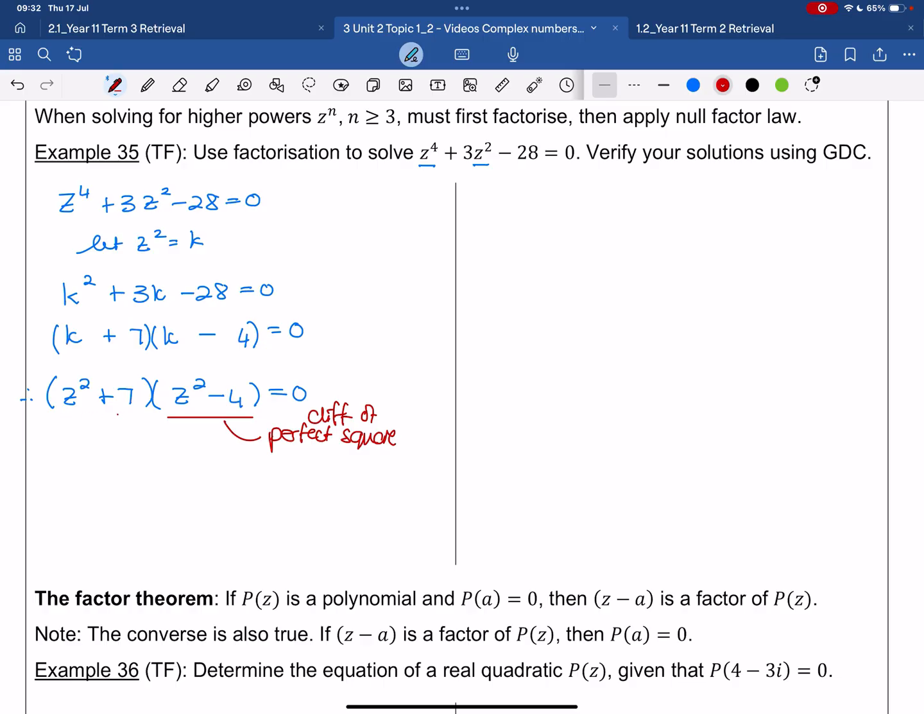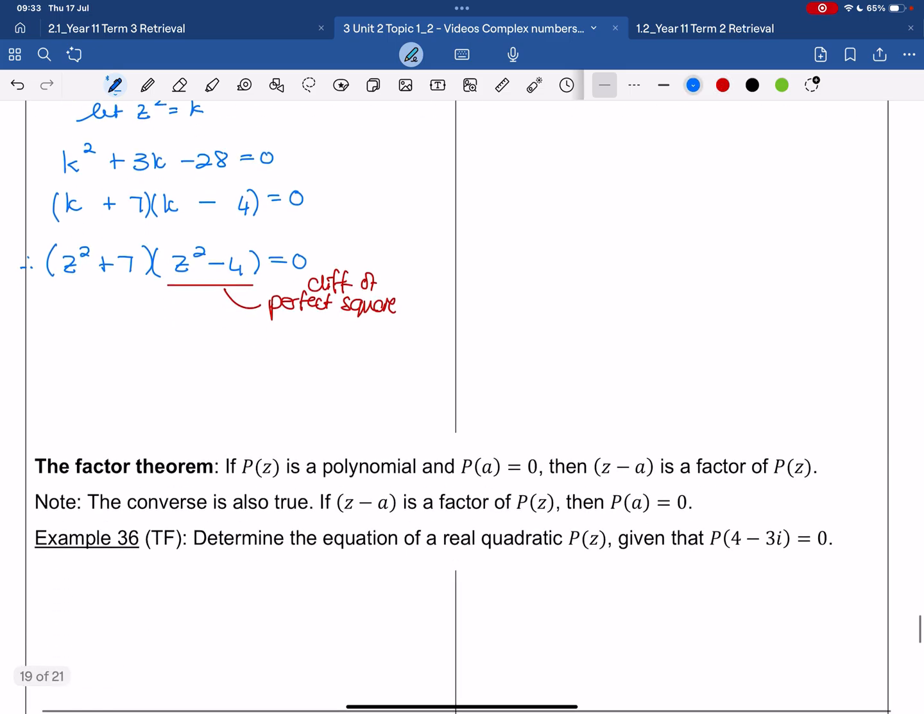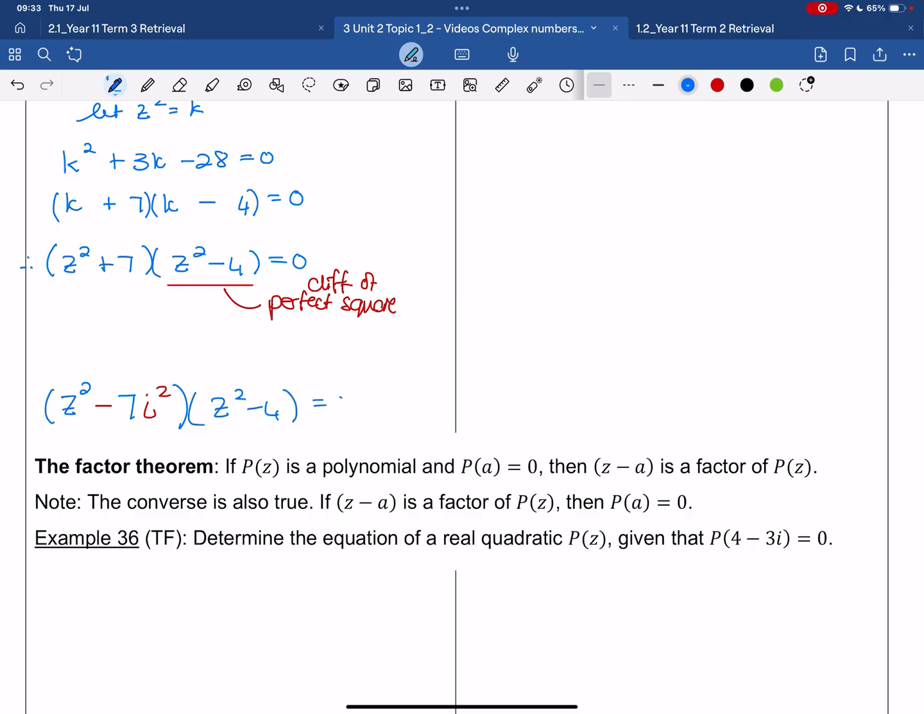But z squared plus 7 is a bit of a problem child, unless you know about complex numbers, because I can just make it into a difference of perfect squares. So z squared minus 7i squared. I mean, why can't I do that? Of course I can. z squared minus 4 equals 0.